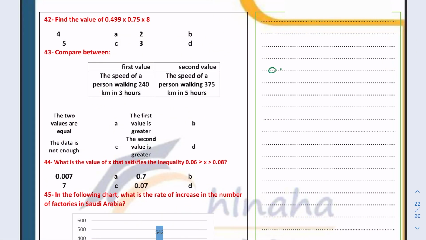Find the value of 0.499 multiply 0.75 multiply 8. We have different ways to solve this question, but I prefer to use this. Here, 0.499 is approximately 0.5 or 0.500, which is half, times 0.75, a famous fraction which equals 3/4, multiply 8. Now I need to simplify.